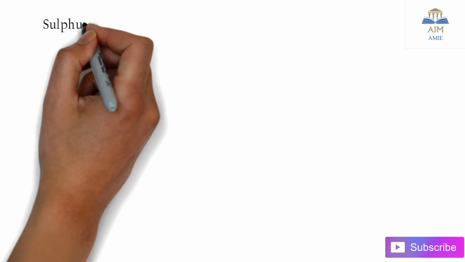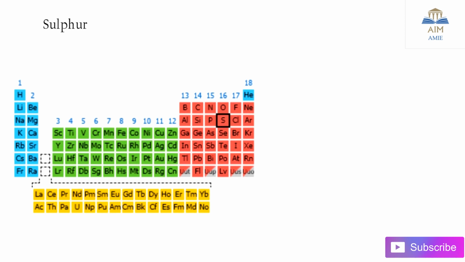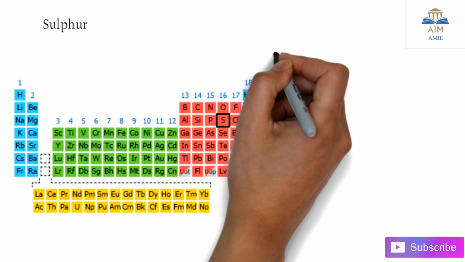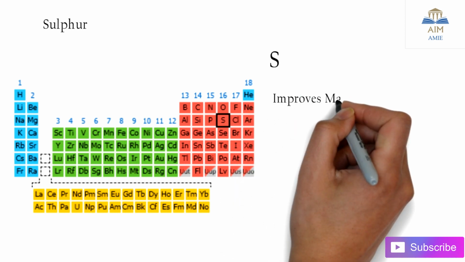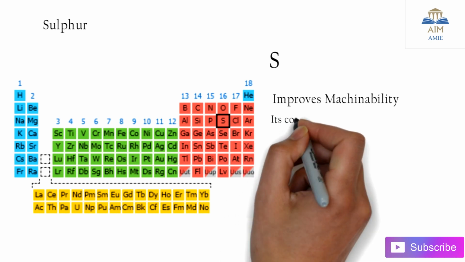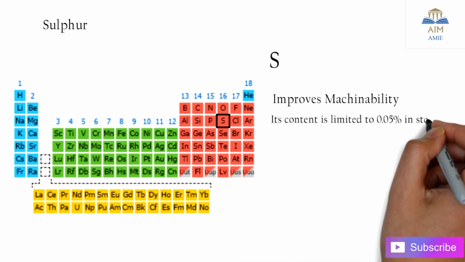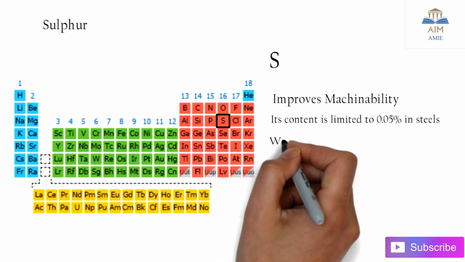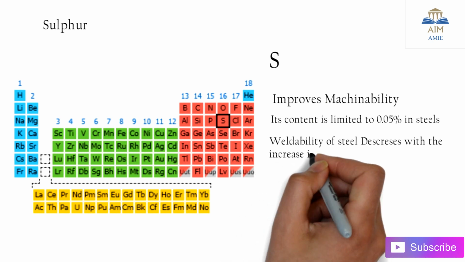So next is sulphur. Sulphur is like phosphorus, also a non-metal, typically denoted by S. It improves the machinability. Its content is limited to 0.05% in steels. The weldability of the steel decreases with an increase in the sulphur content.